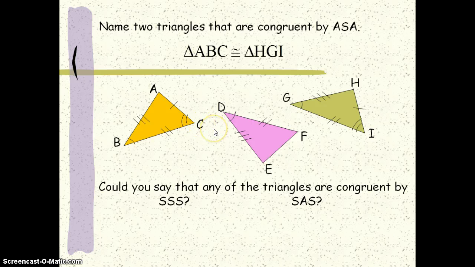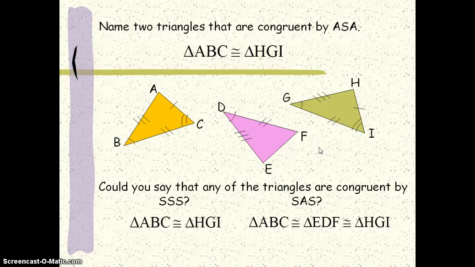Could we say that any of the triangles are congruent by side-side-side? Again, you can see the first triangle and the third triangle have three corresponding sides congruent, so we could say that triangle ABC is congruent to triangle HGI by side-side-side. What about by side-angle-side? Well, if we look at the purple triangle, it has a side, an angle, and a side. Over here we have a congruent side, angle, side to this triangle. And over here we have a congruent side, angle, side. Just make sure that the tick marks are matching up to the other triangles. So each of them has three tick marks on one side, then an angle with one mark, and then two tick marks on the other side. So actually all three triangles could be proved congruent by side-angle-side.